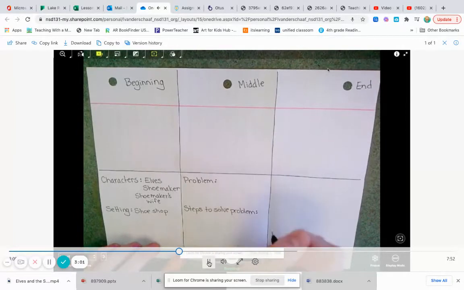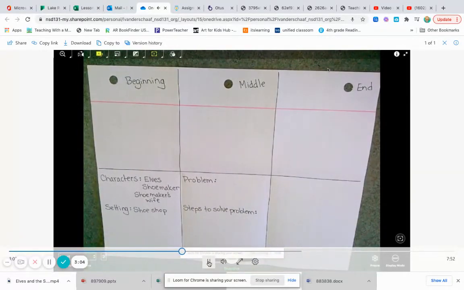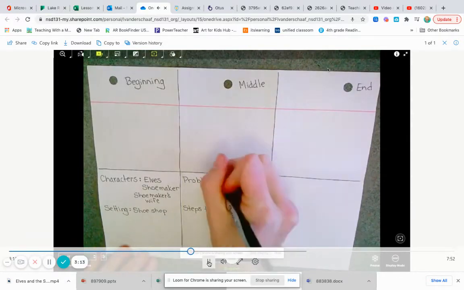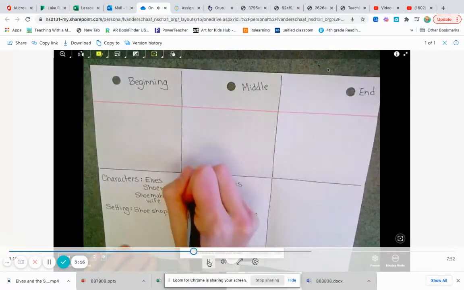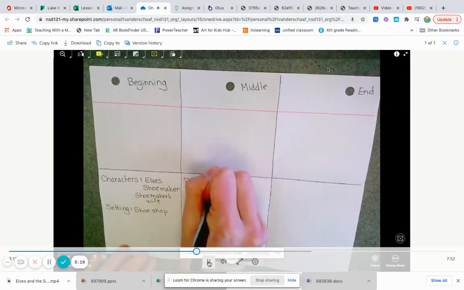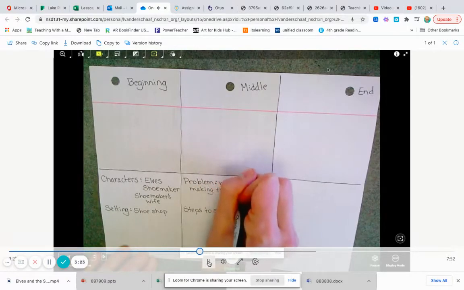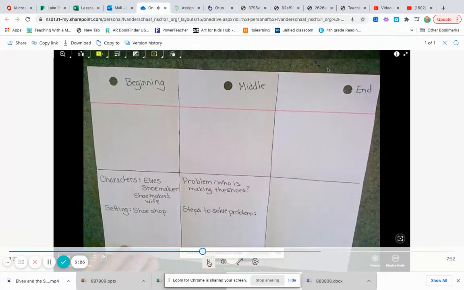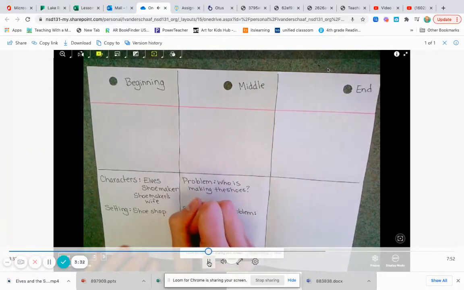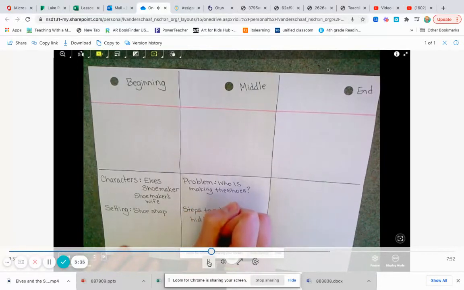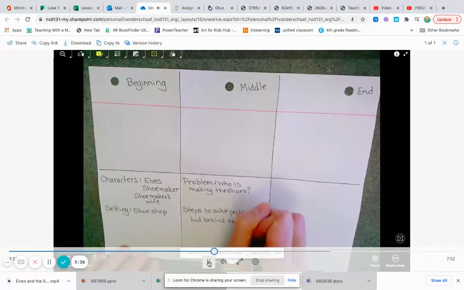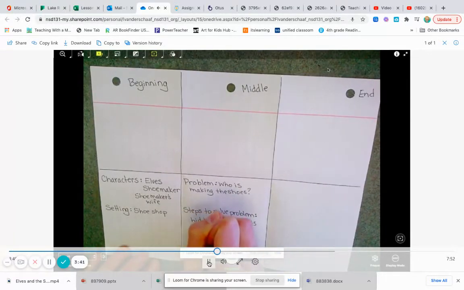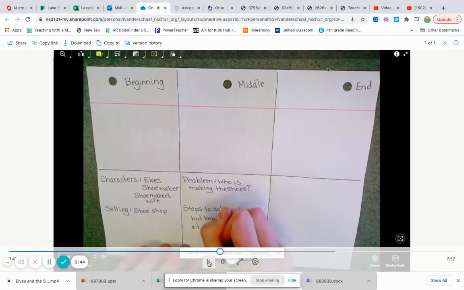So the problem in this story, I'm going to think back, okay, he's poor. He makes that leather, cuts it out, and he wakes up in the morning and the shoes are all sewn. So this is actually a little bit of a mystery story. So the problem is, who is making the shoes? I don't know. Read the story. You should know. And then some steps to solve the problem. So what did he do to try to solve that problem? He hid behind the coats at night to see who was making the shoes.